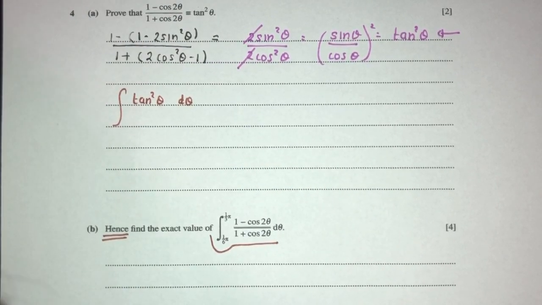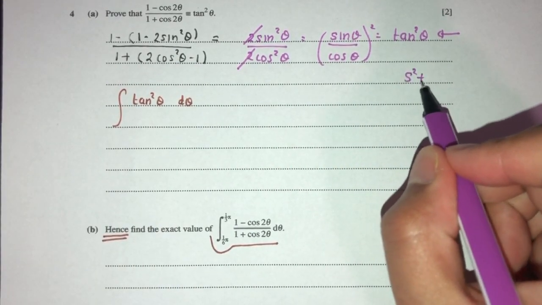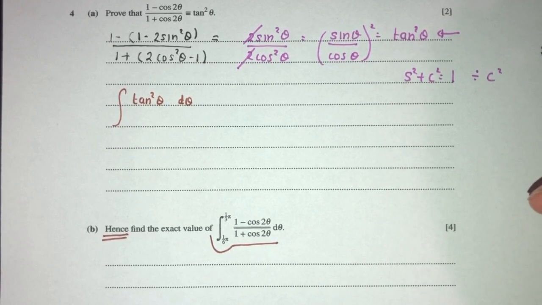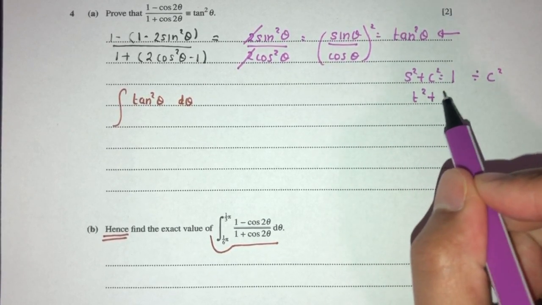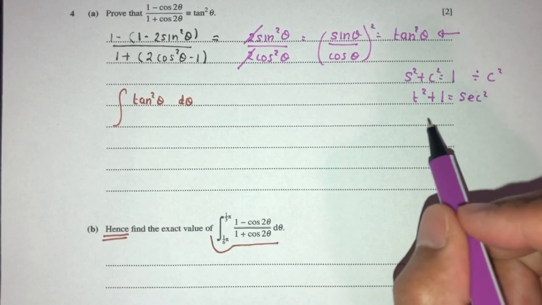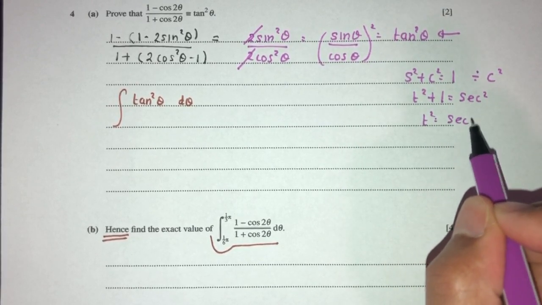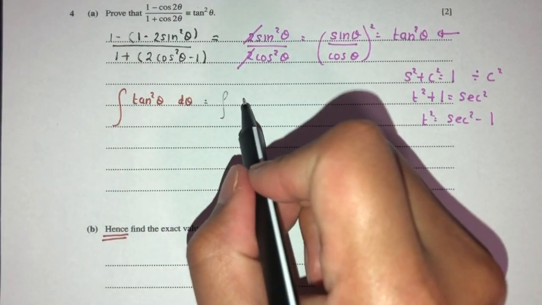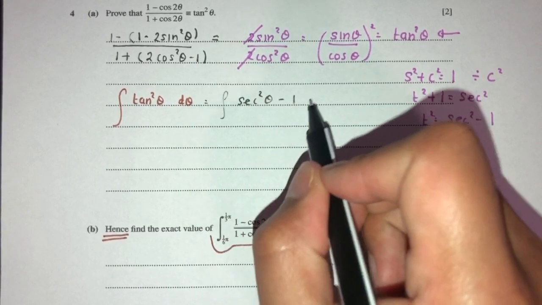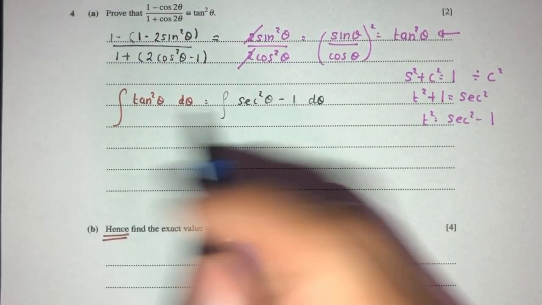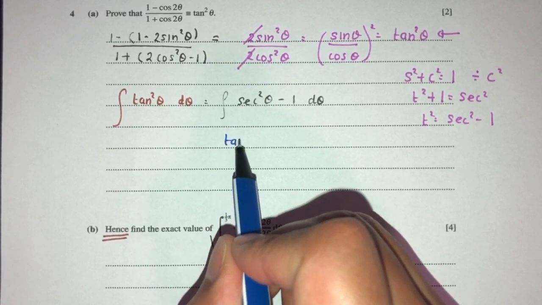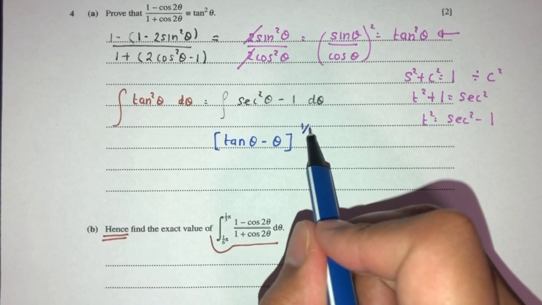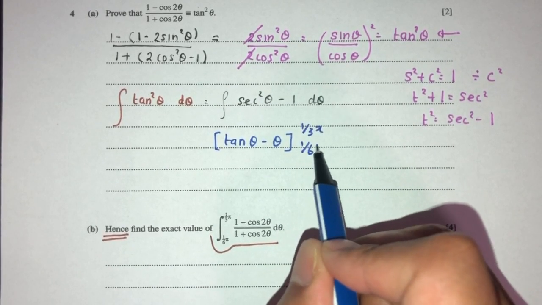Now we know from the IDs that sine square plus cos square is a value of 1. Divide by cos square everywhere, you will have the value of what? Of tan square plus 1 is sec square. Therefore, tan square is a value of sec square minus 1. So replace, let's see what happens. This will become integration of sec square theta minus 1 d theta. Now integration of sec square is simply tan theta minus theta. Now we have to apply the limits. That should be 1 over 3 and 1 over 6 pi.